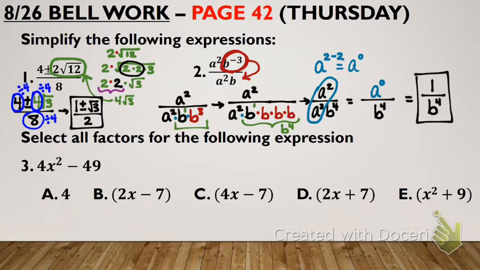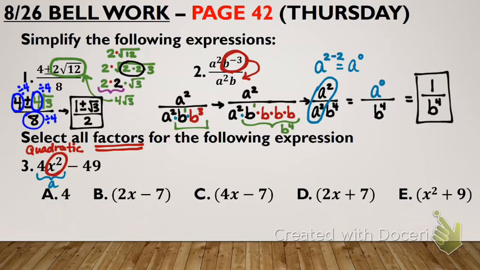All right, last one on the bell work for today, number 3. It says select all the factors. So I want the things that will multiply together to give me 4x squared minus 49. When I see this x squared, I know we're looking at a quadratic equation. Quadratic equations have a, b, and c, right? But I only have 2 pieces here. Is that 4x squared a or b or c? A. That's a.